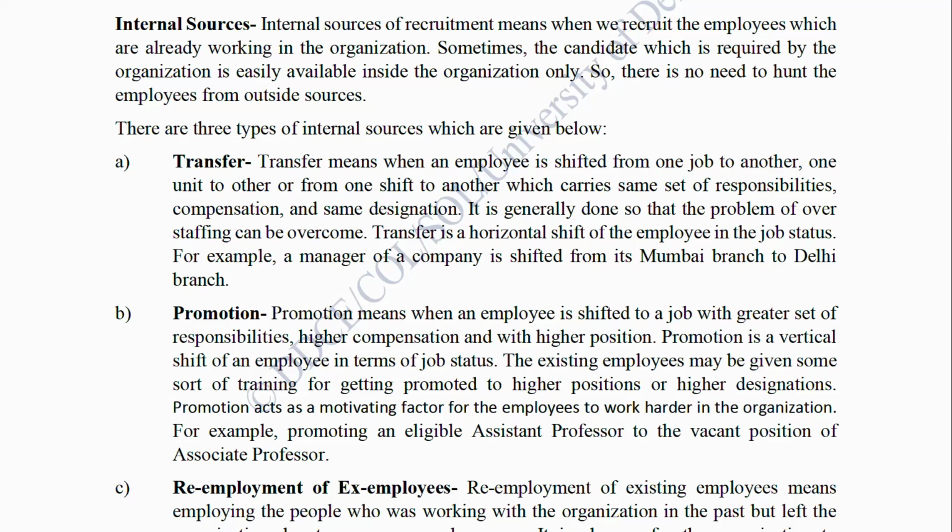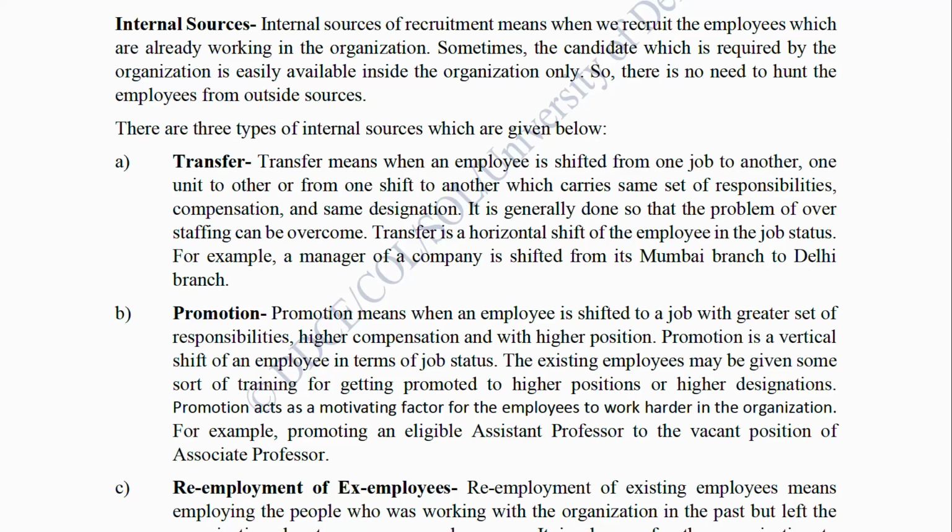Second, promotion. Promotion means when an employee is shifted to a job with a greater set of responsibilities, higher compensation and a higher position. Promotion is a vertical shift of an employee in terms of job status. The existing employees may be given some sort of training for getting promoted to higher positions or higher designations.